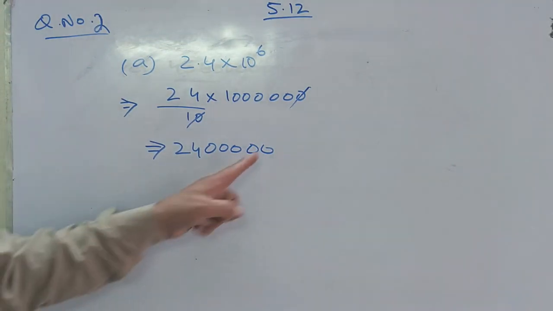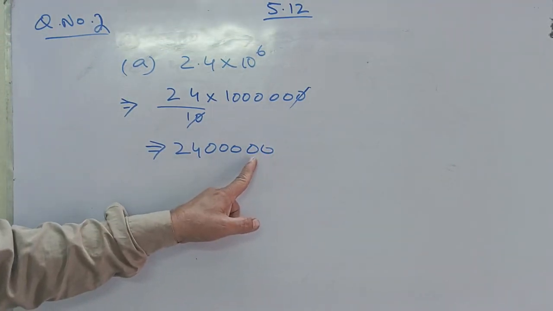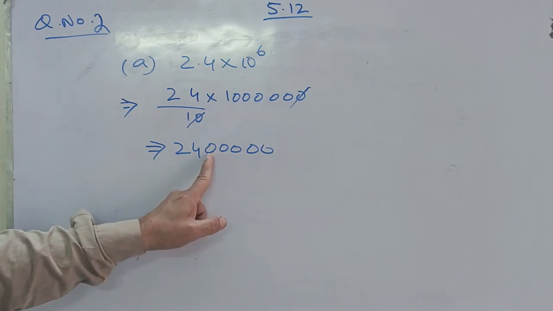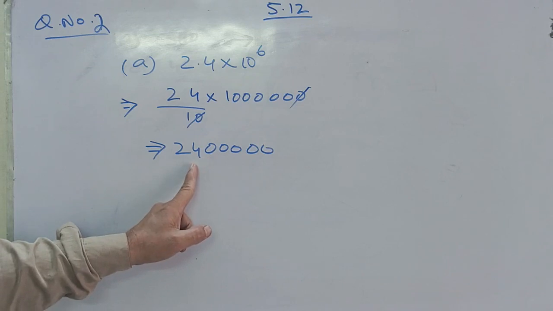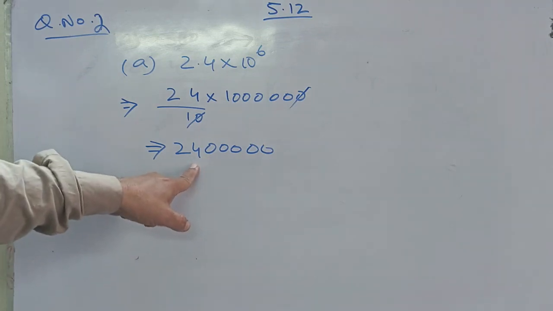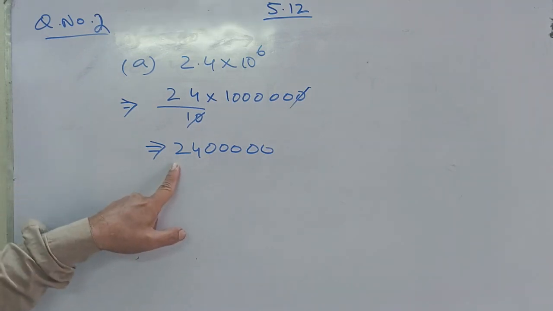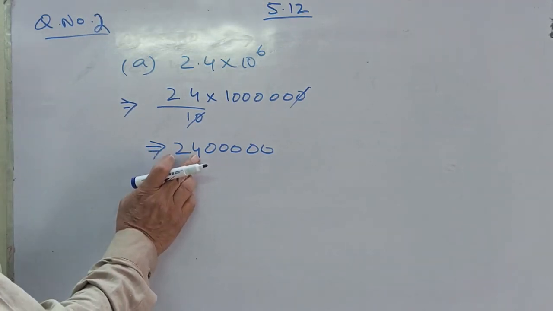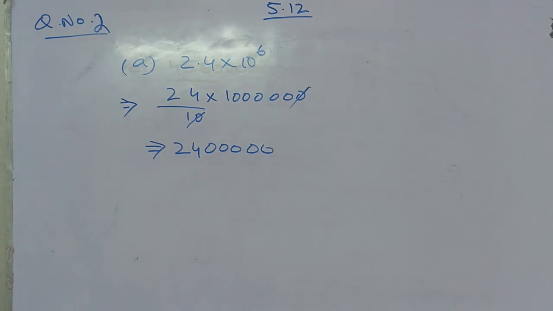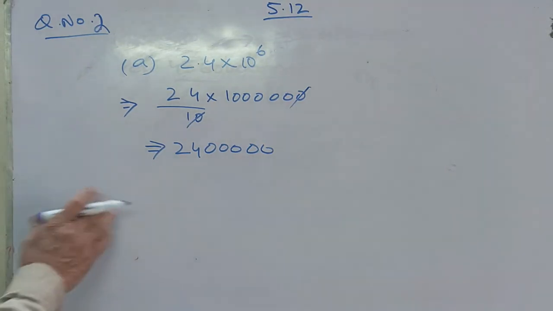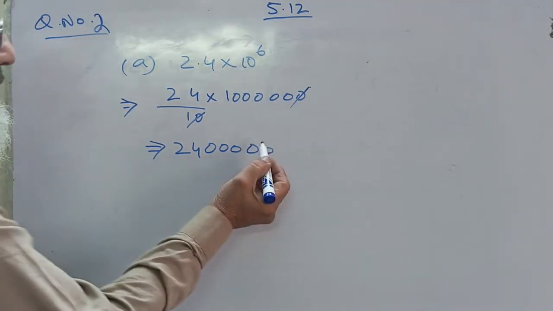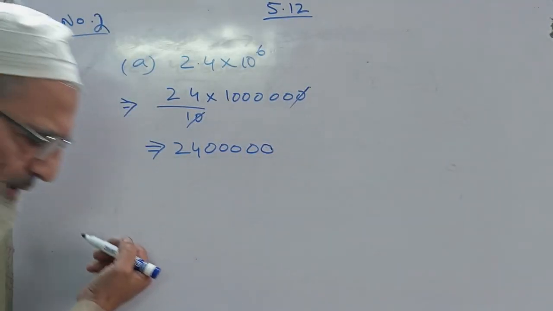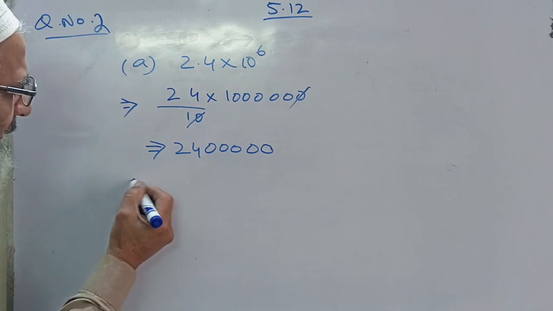5 zeros. Unit 10, 100, 1000, 10,000, 100,000 and 1,000,000. 2.4 million. This will be the answer. Now B part is just like the same. I'm going to attempt part C now.